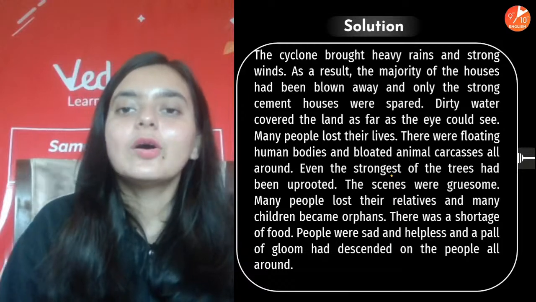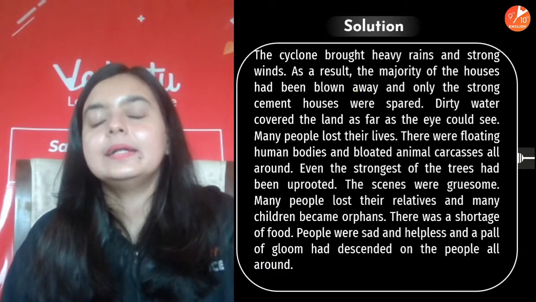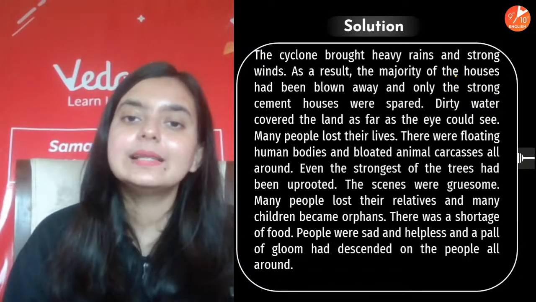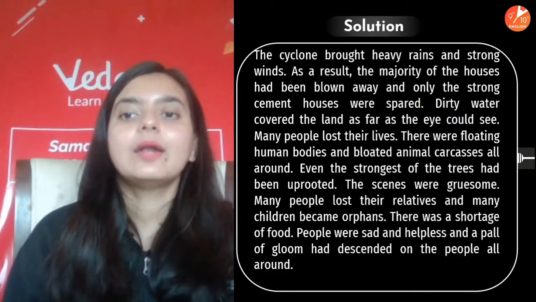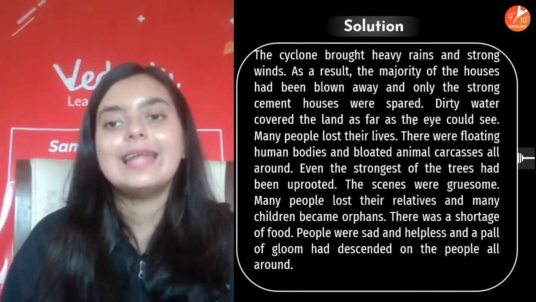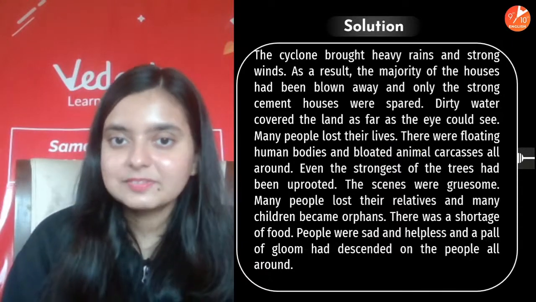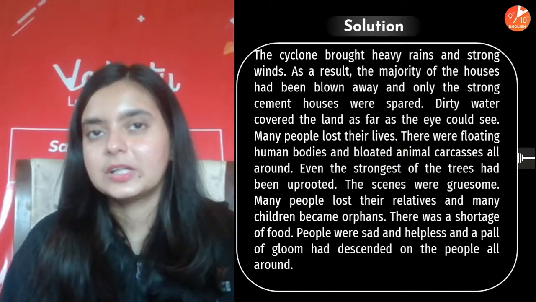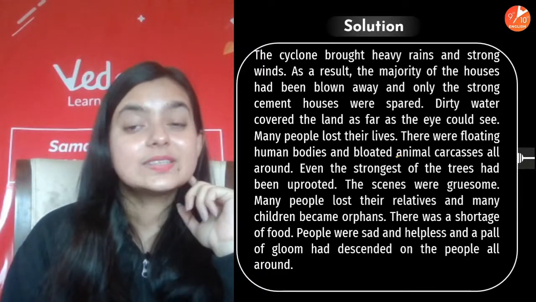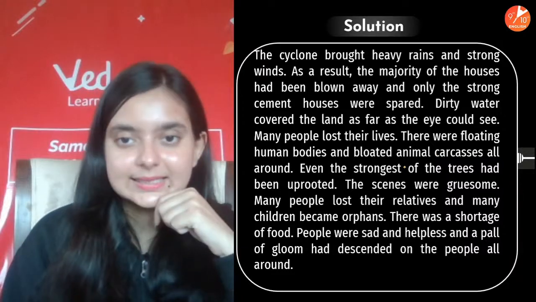Okay. So the cyclone brought heavy rains and strong winds. As a result, what happened? How did it impact the people? The houses had been blown away, and only the strong cement houses were spared. Dirty water covered the land as far as the eyes could see, and people also lost their lives. They were floating. So Prashant, when he was going to his village, he had to encounter several dead bodies, not just human bodies, but also animal carcasses, right?